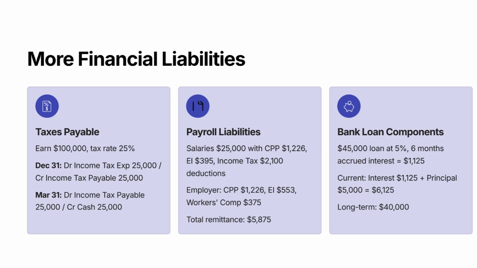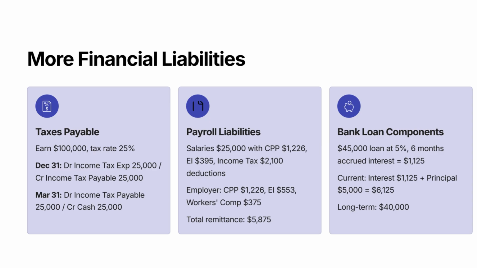Example number 5, dividends payable. August 31st, declare $2 per share on 1,000 shares. Pay September 30th. Entries: August 31st, debit dividends $2,000, credit dividends payable $2,000. September 30th, debit dividends payable $2,000, credit cash $2,000. Obligation starts at declaration, not at payment.